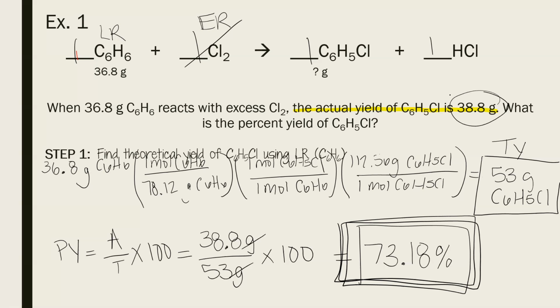Okay, so step one was LR, ER. Step two is theoretical yield. Step three is percent yield. Lots of writing. The good news is I can only give you a couple problems because they're so long. If you can do one, you can do many. Okay.